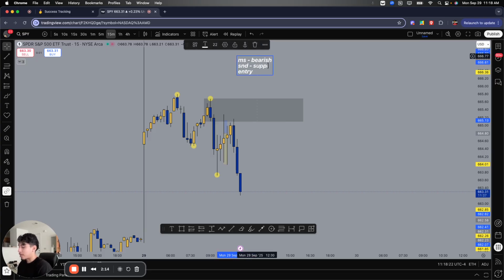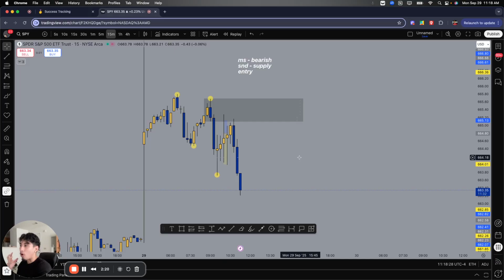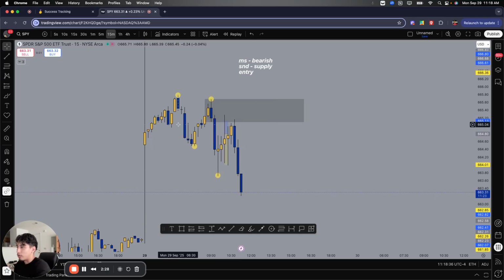So we put supply. Now that I understand that we're bearish and I found a valid supply zone, all I'm looking for is for price to tap into this area and then look for an entry. Because that's the final step. That's really the final step, and that's really it.